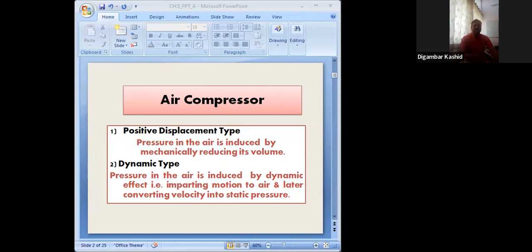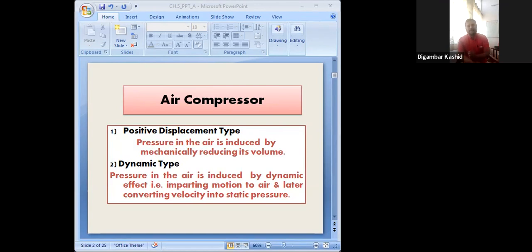Now the question arises: what is a positive displacement type compressor? These positive displacement type air compressors work on the principle of increasing the pressure of a definite volume of air. Once again, I am repeating, positive displacement type air compressors work on the principle of increasing the pressure of a definite volume of air.